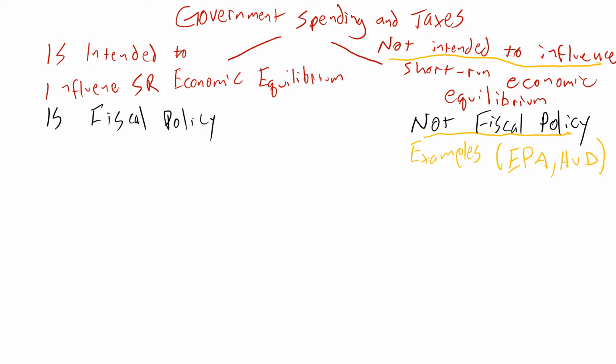And remember, we have two types of fiscal policy. And we can think about whether that fiscal policy requires new legislation to be enacted. And if it does not require legislation to enact the fiscal policy, then this is considered an automatic stabilizer.